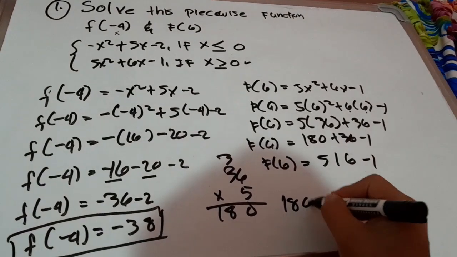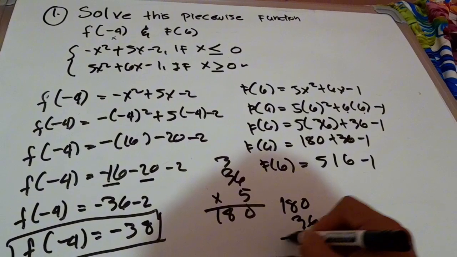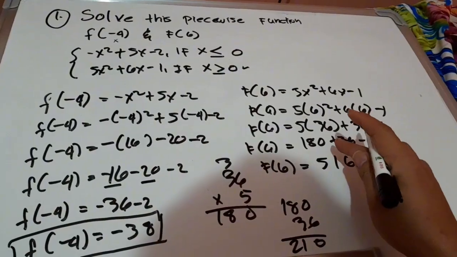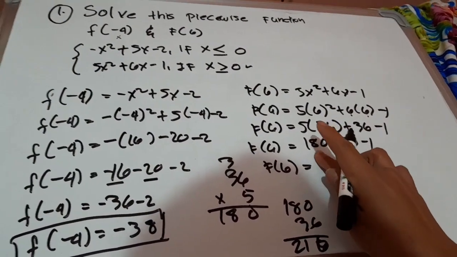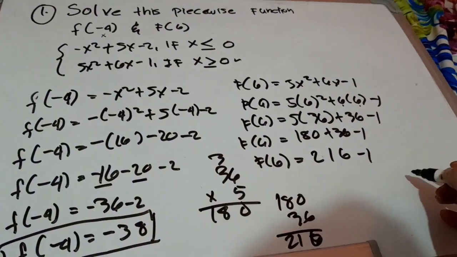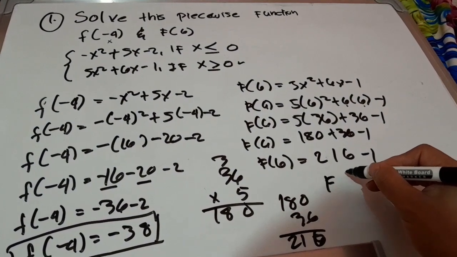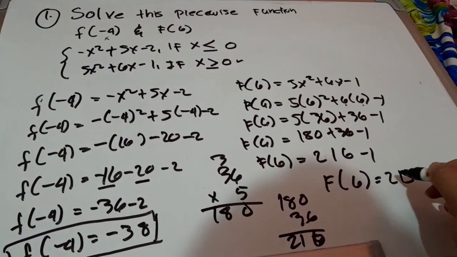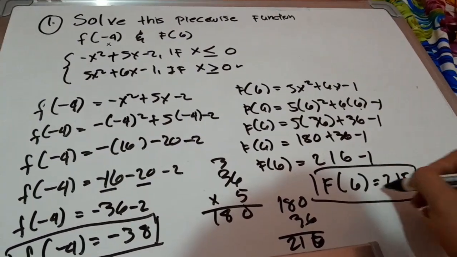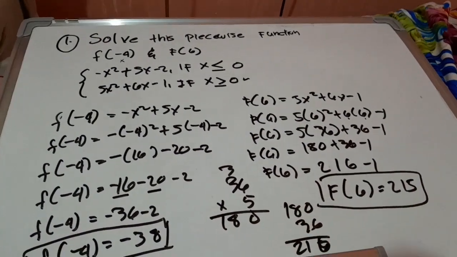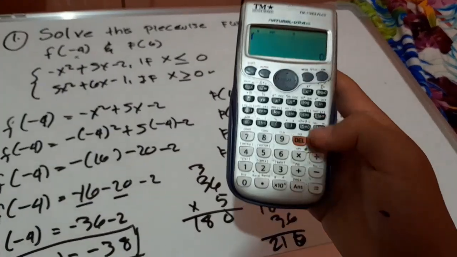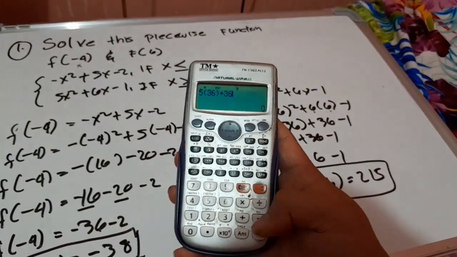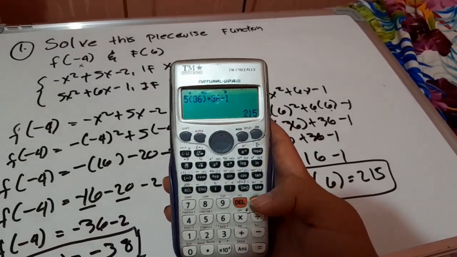Let us see. 180 plus 36, 216, sorry, 216. This is 216. Then f of 6 equals 215. That's the value of f of 6. So let us check using our calculator. 215 is the answer.